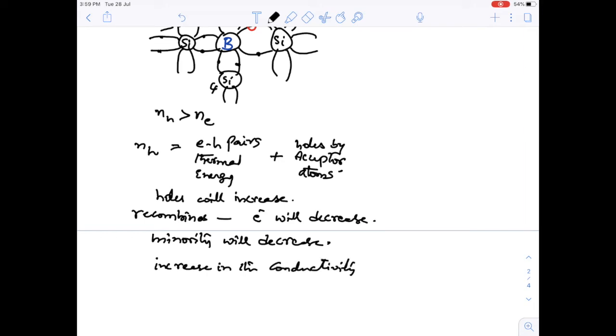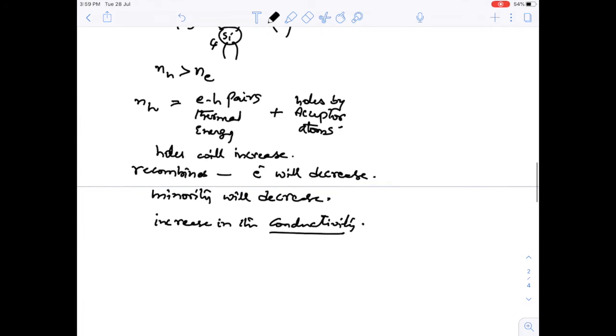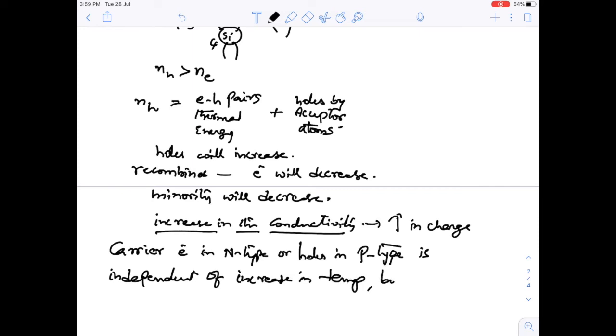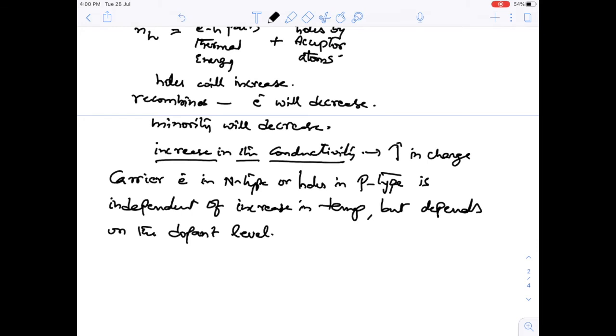But here we need to understand one important point. This increase in conductivity due to increase in charge carriers, either electrons in N-type or holes in P-type, is independent of increase in temperature, but depends on the dopant level, the energy of the dopant atoms. So dopant level, which means what?